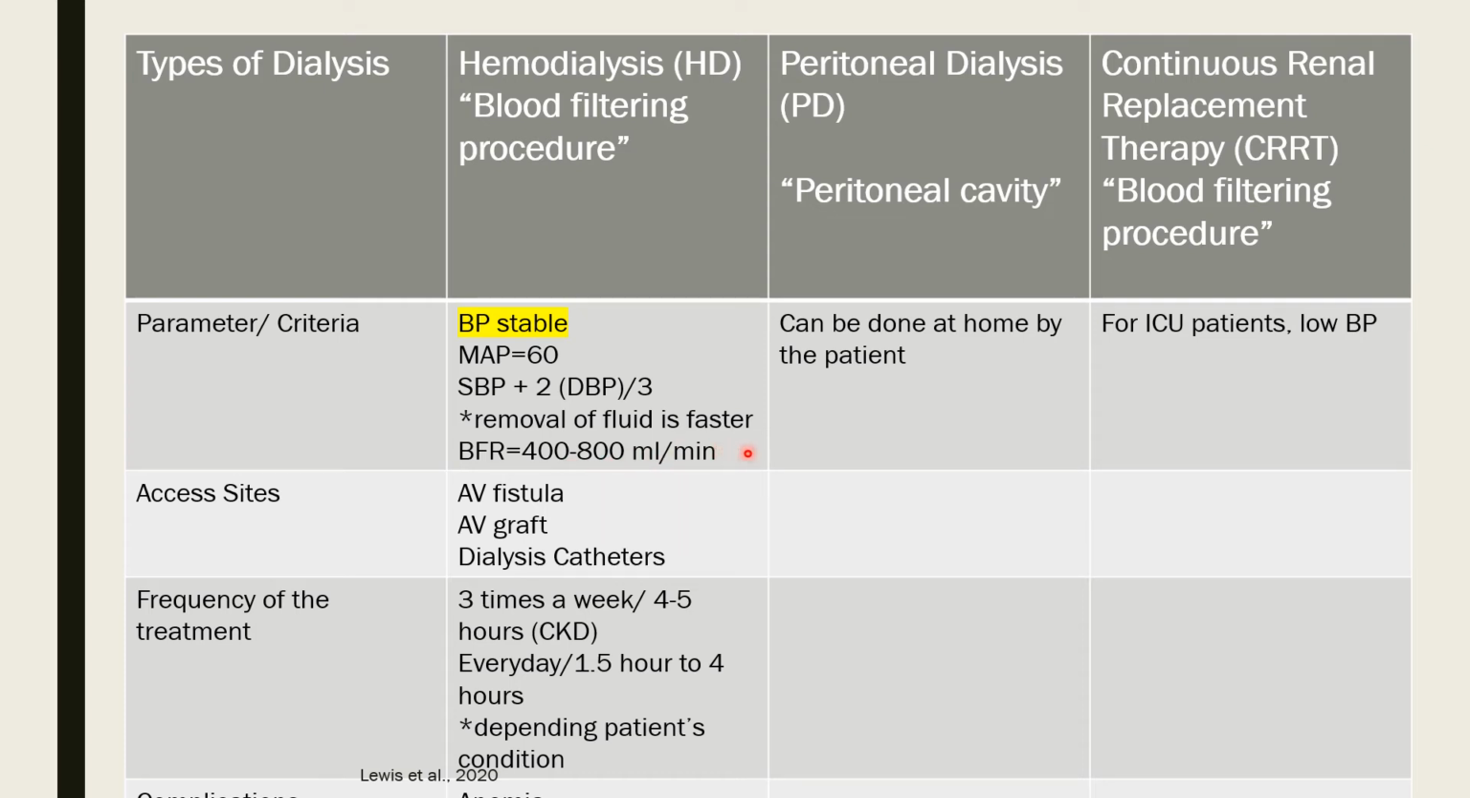Okay? And there are different access sites that we can use. We have AV fistula, AV graft, and we can also use dialysis catheters for this patient. And as I said, the treatment varies. If your patient is a new patient, the treatment can start from 1.5 hours. But if your patient has been doing hemodialysis for a while, then their treatment can go up to 4 hours. Okay?